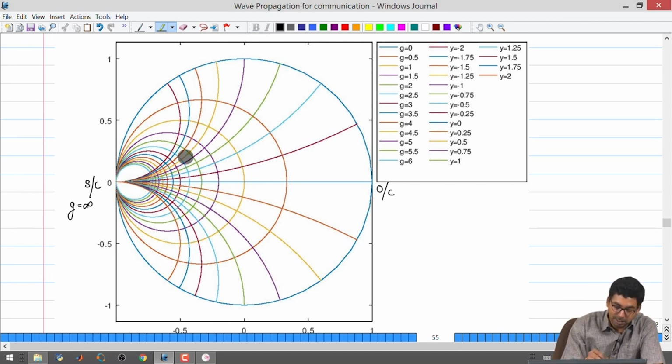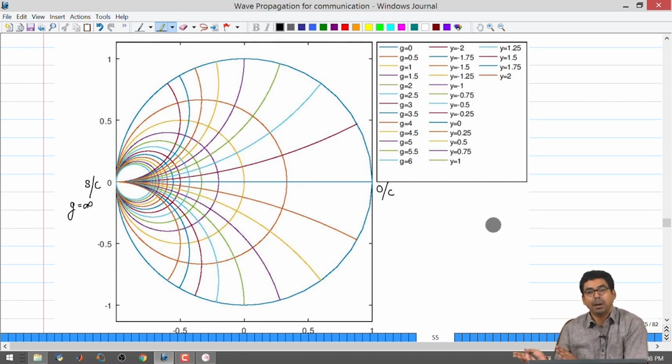So, these are circles of constant susceptance. Given a load admittance, it will have a real part and an imaginary part. First you will find the circle corresponding to the real part, then the circle corresponding to the imaginary part, and find the intersection of the two. That will give you your load admittance on the Smith chart.